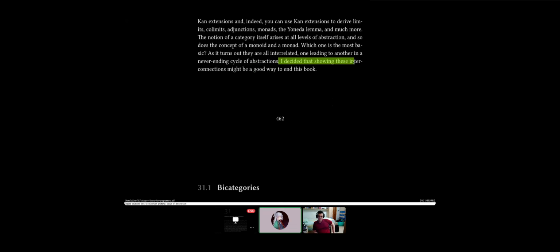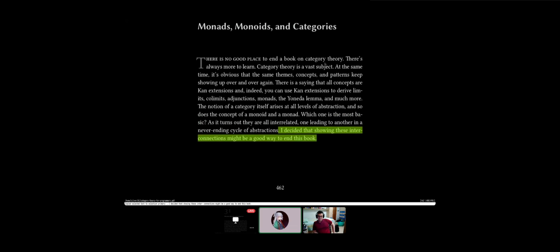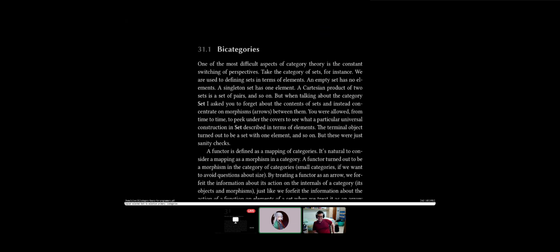I decided that showing these interconnections might be a good way to end this book. So yeah, I like this chapter a lot. So let's just dive into it. So first of all, bicategories. They are not hello categories, they are bicategories. Yes, they are bicategories. Okay.